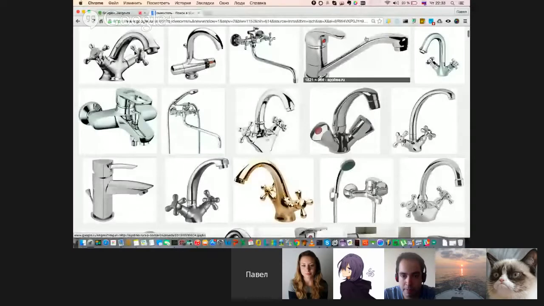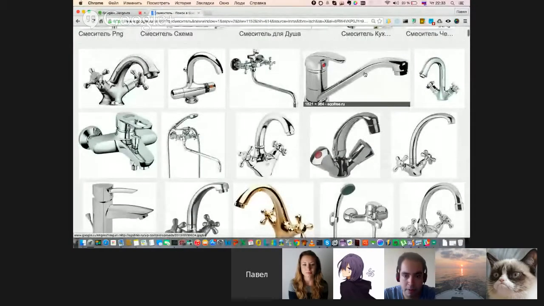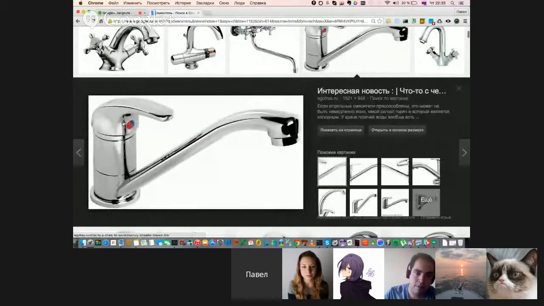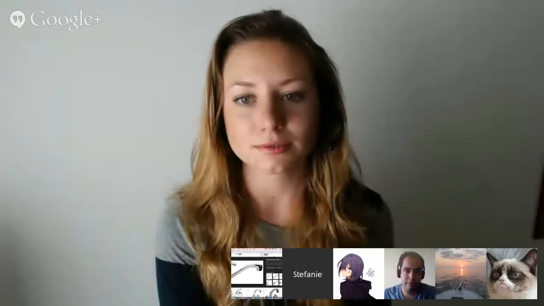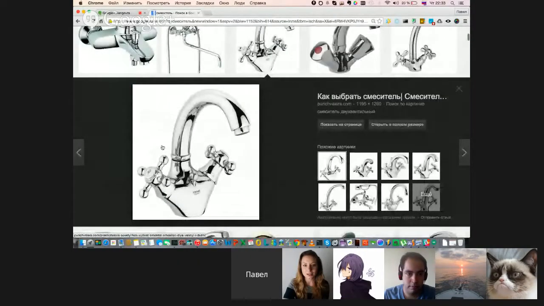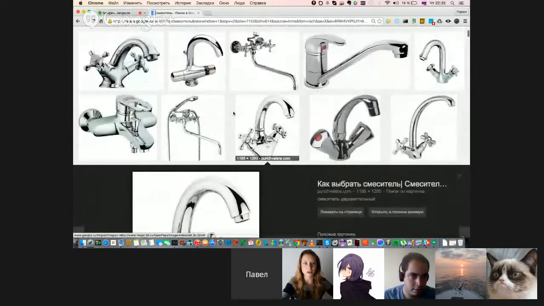So here are the mixer taps here, where my pointer is. Can you see this one? Okay, so this is what we call a faucet. Faucet. Yes. I just thought that faucet is more about this, when you regulate the water flow by hand and not by this one.